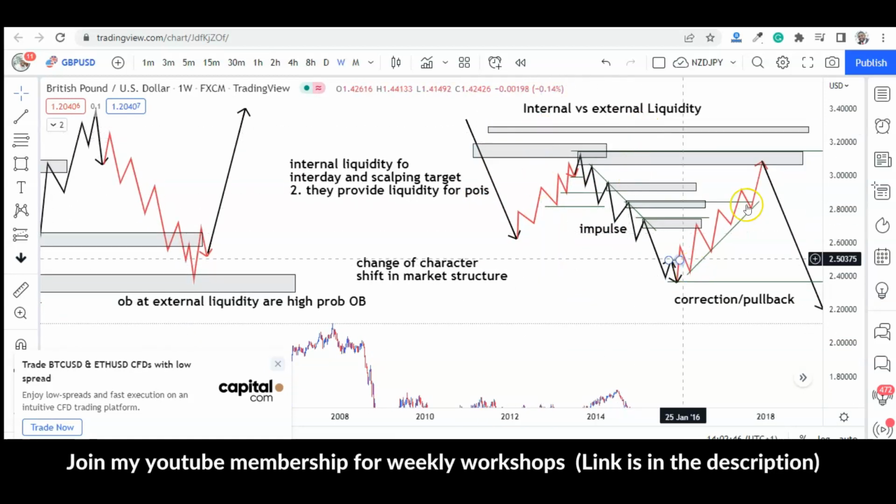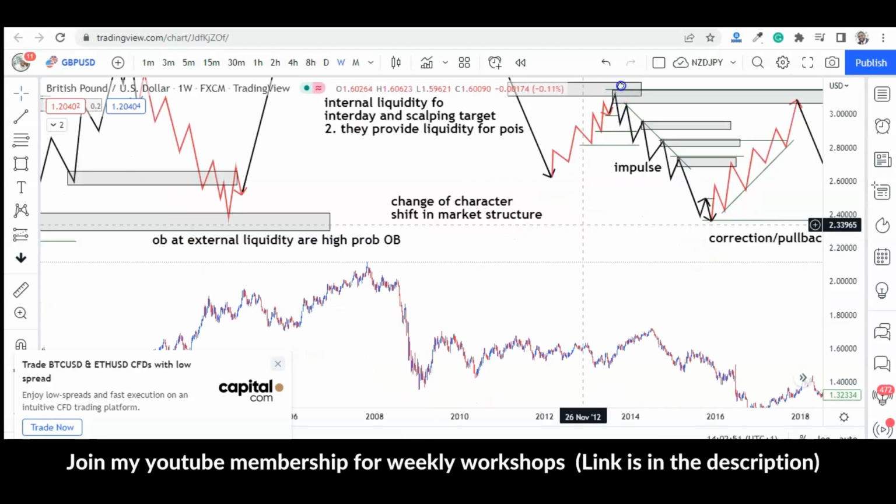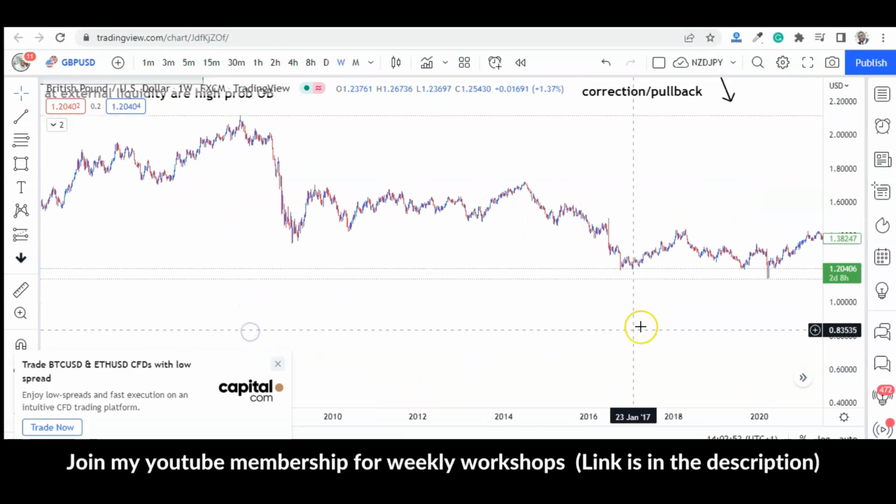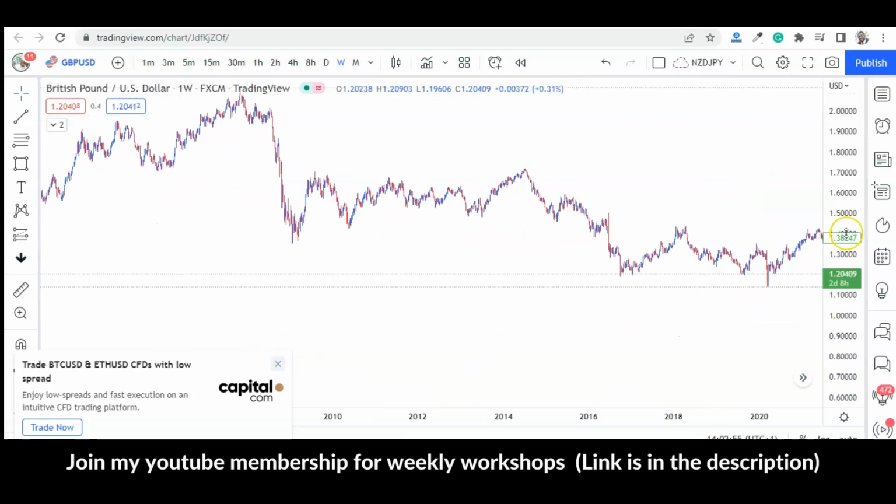Now, the external liquidity is simply our target. When you are entering here, you target the external liquidity. Now let's quickly look at these examples here.